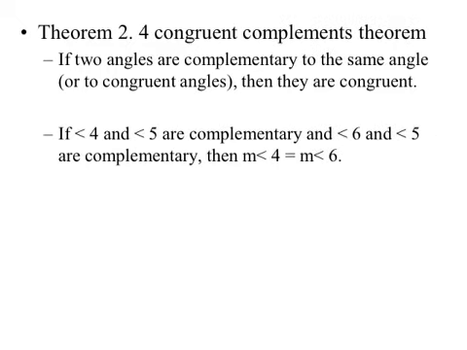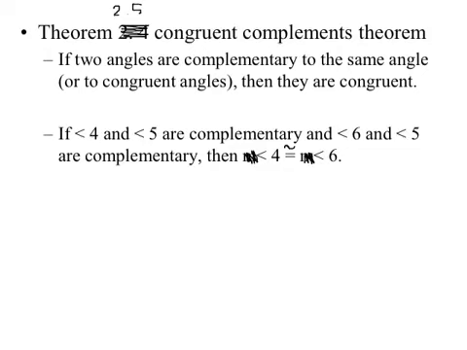Theorem 2.5, I'm correcting all these errors. 2.5, Congruent Complements Theorem. If two angles are complementary to the same angle, or to congruent angles, then they are congruent. If angle 4 and angle 5 are complementary, and angle 6 and angle 5 are complementary, then angle 4 is congruent to angle 6.